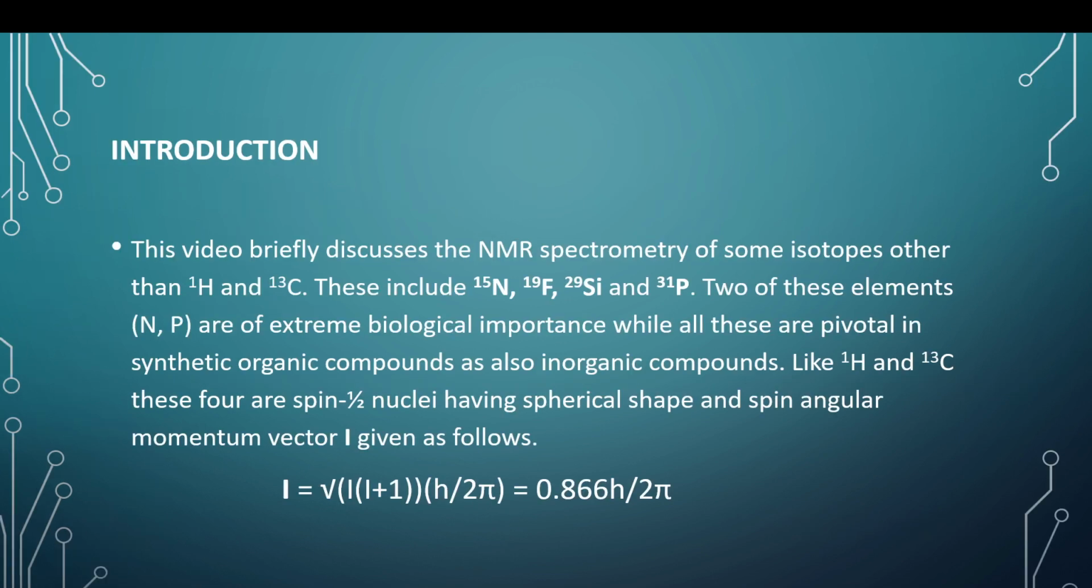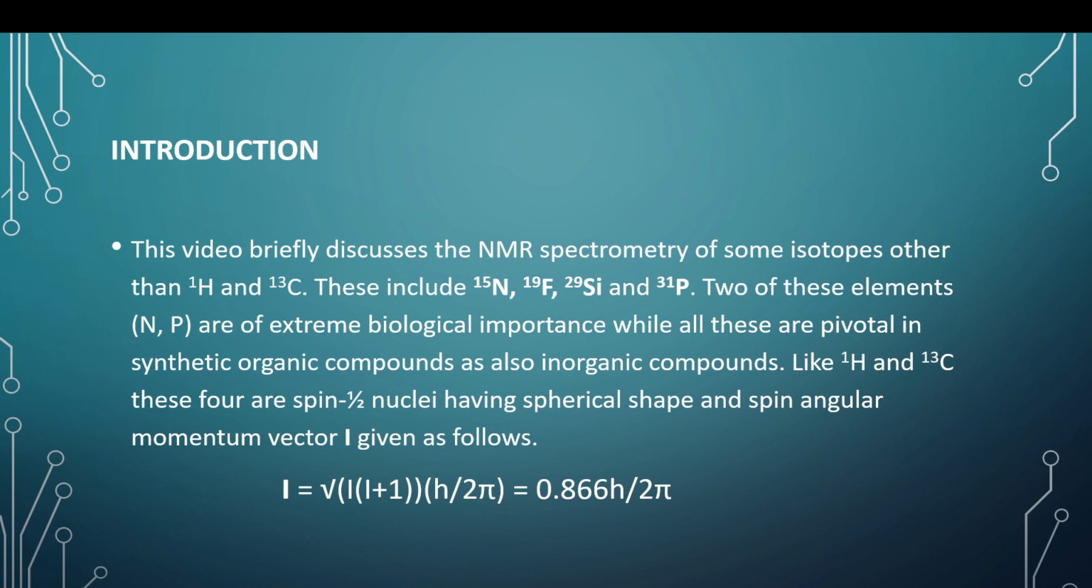This video briefly discusses the NMR spectrometry of some isotopes other than the most common ones, that is H1 and carbon-13. These include nitrogen-15, fluorine-19, silicon-29 and phosphorus-31. Two of these elements, nitrogen and phosphorus, are of extreme biological importance, including MRI, while all these are pivotal in synthetic organic compounds as well as inorganic compounds.